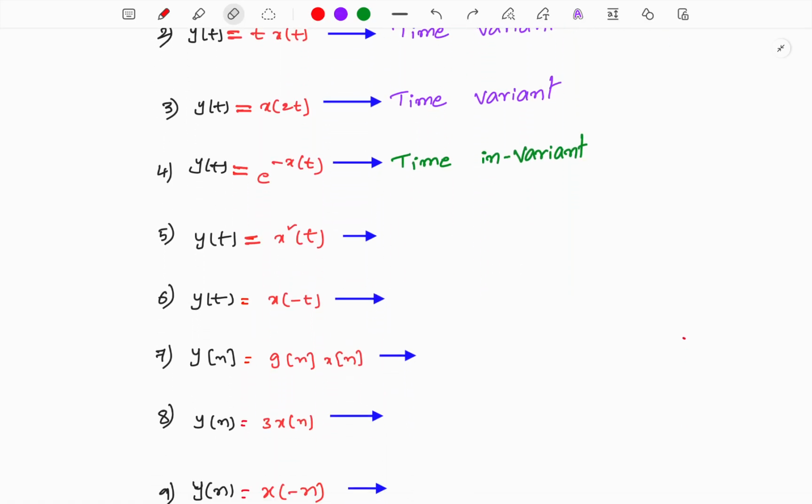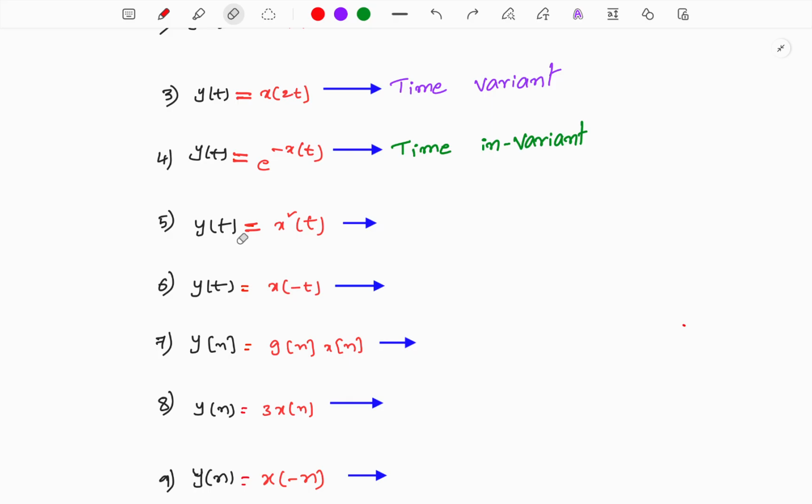Next, fifth, y of t is equal to x square of t. This is a time invariant system. It means the output characteristics don't change with respect to time. Sixth, y of t is equal to x of minus t. This is a time variant system.